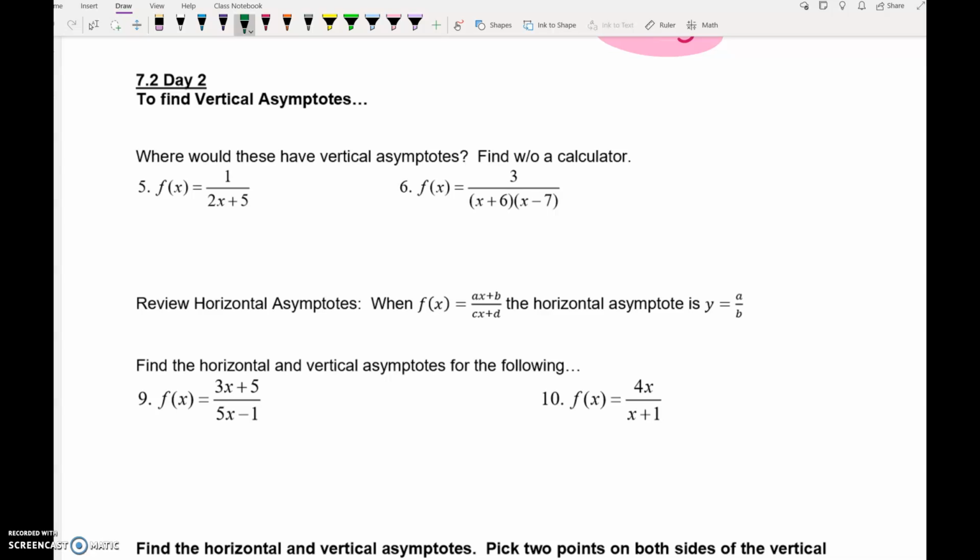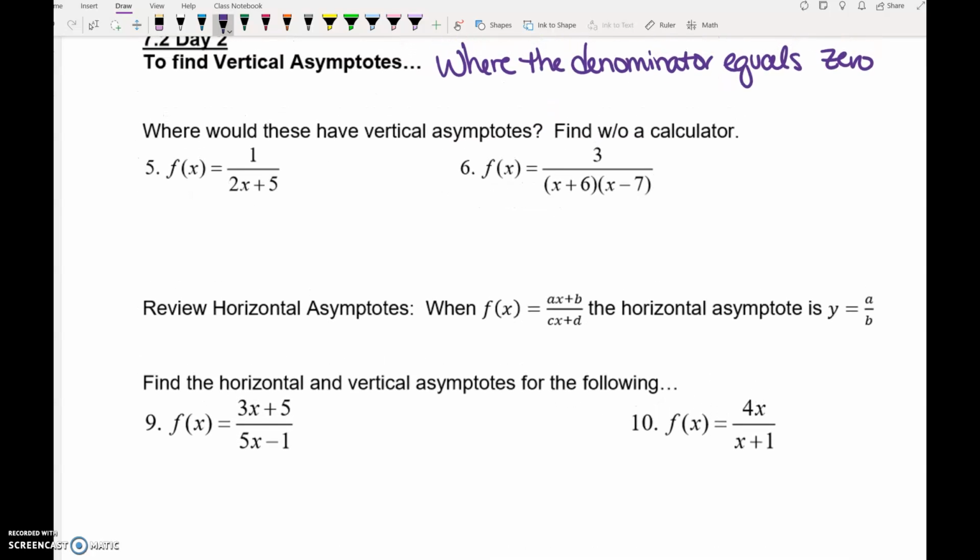Super short notes today. Just a reminder, to find vertical asymptotes, you are looking at where the denominator equals 0. And this means that there are certain graphs that have some very, very unique looking graphs because of those asymptotes. So in number 5, where would these graphs have a vertical asymptote?